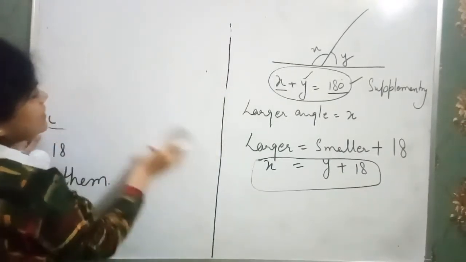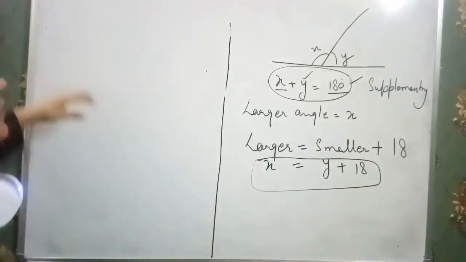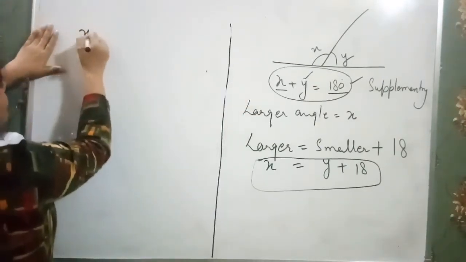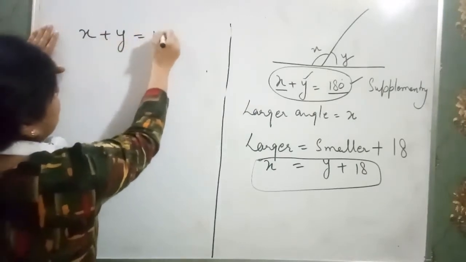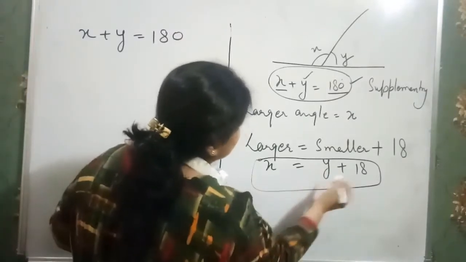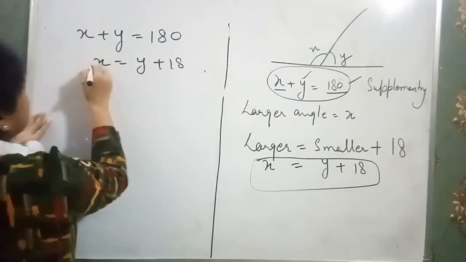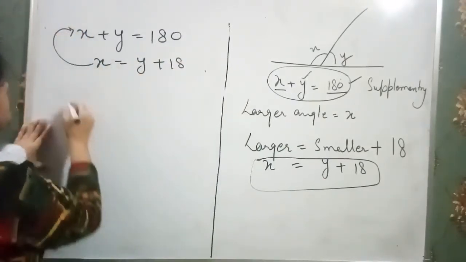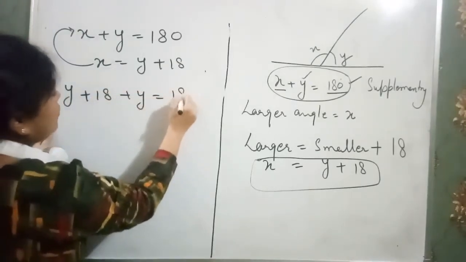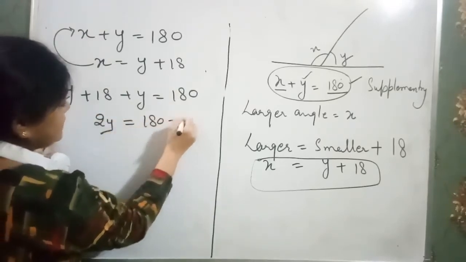And the equation x plus y is equal to 180 degrees. From where did we get this? As we know, the sum of two angles is equal to 180 degrees. So we have the equation x plus y is equal to 180, and another equation x is equal to y plus 18. Clear? Now put the value of x in this equation. So we have y plus 18 plus y is equal to 180. So we have 2y is equal to 180 minus 18.